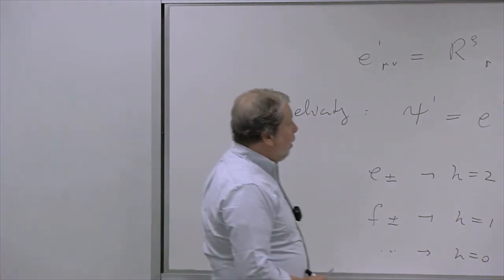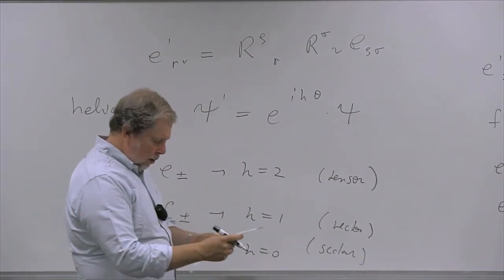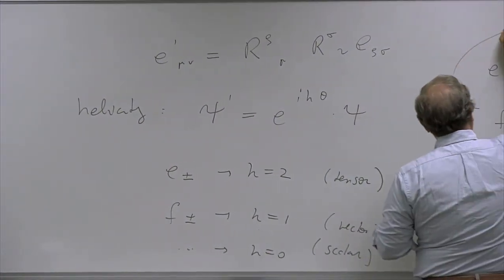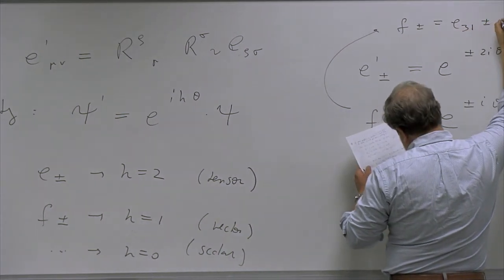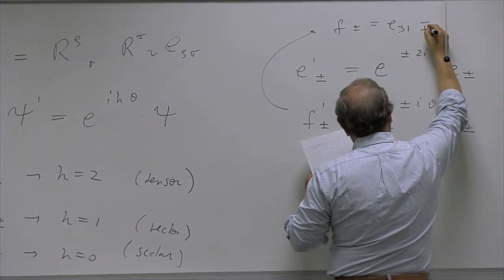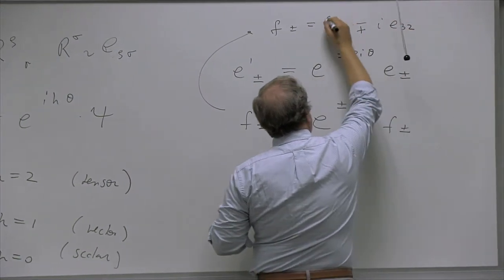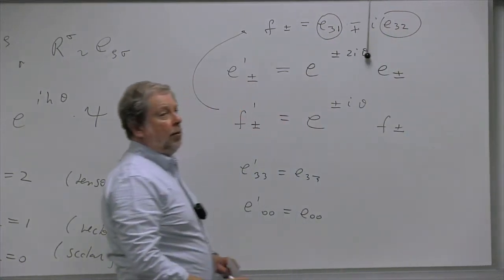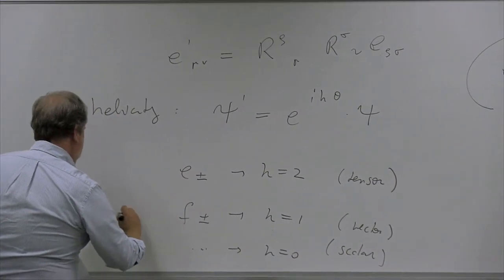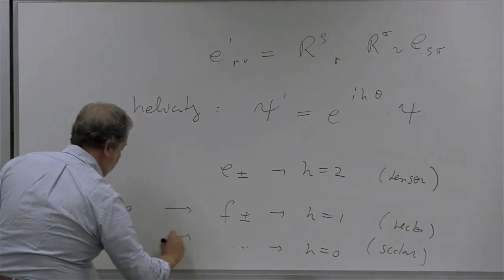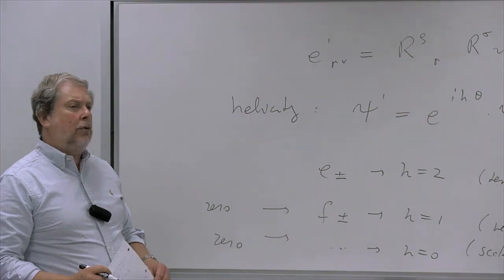Now, if we go back, though, to what kind of fields we had to start with, remember that the F plus minus was defined as E31 plus or minus I, sorry, it's actually minus plus, I E32. Well, those were exactly the ones that we could pick to be 0, right? They were the ones that could be picked to be 0. So these amplitudes are 0, and these amplitudes are also zero. Both the spin 0 and the spin 1 amplitudes can be taken to be 0.